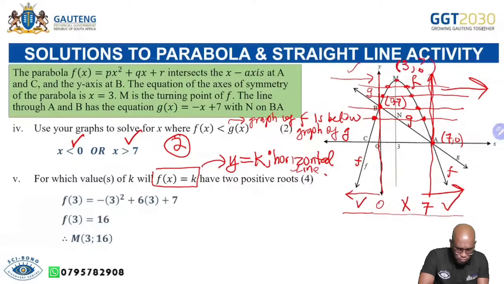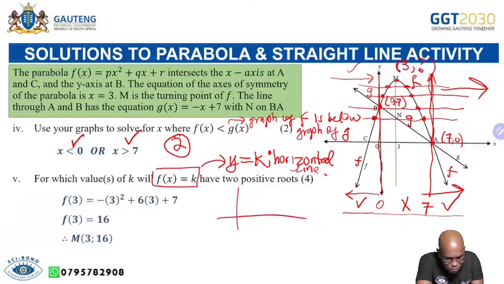So we can conclude that the turning point is (3, 16). I just want to show you the rough sketch there, where this is the graph and this is the parabola. If you check just below the turning point, it is cutting twice. That is the line y equals k.